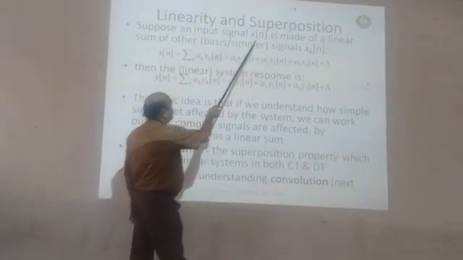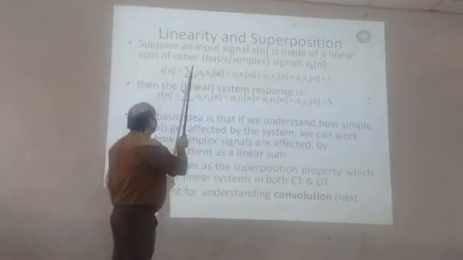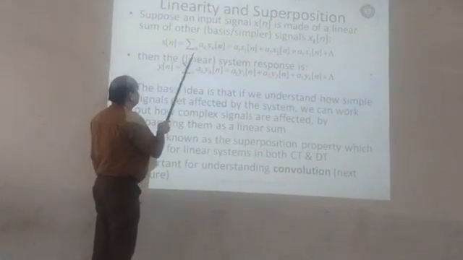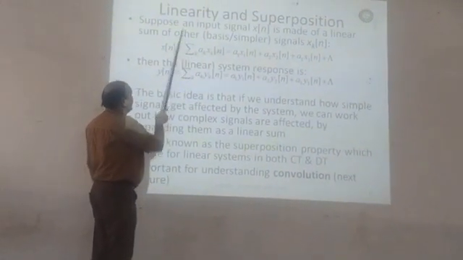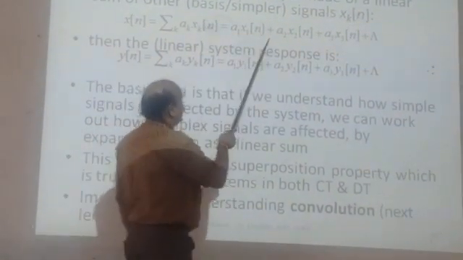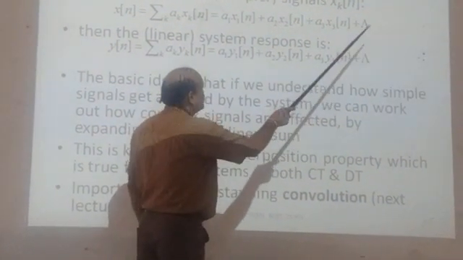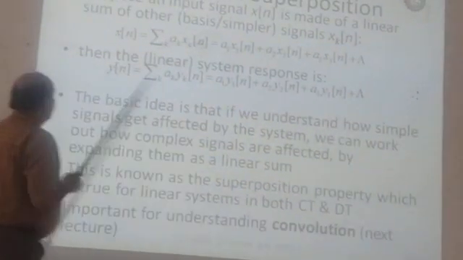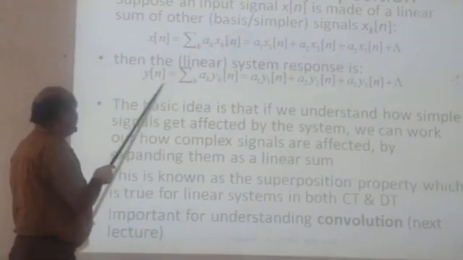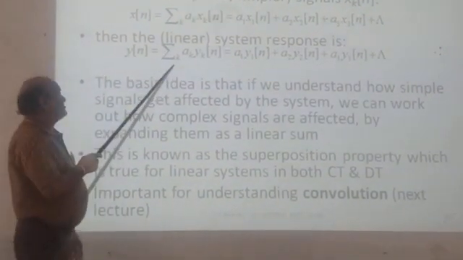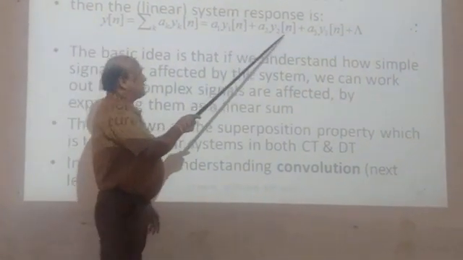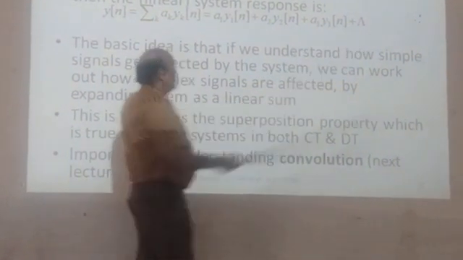Suppose an input signal x[n] is made of a linear sum of others. This is called a basis of simpler signals xk[n]. x[n] is equal to the summation over k of ak xk[n], which is a1 x1[n] plus a2 x2[n] plus a3 x3[n] and so on. Then the linear system response is similar. The response to this input will be y[n], which is the summation over k of ak yk[n], equal to a1 y1[n] plus a2 y2[n] plus a3 y3[n] and so on.